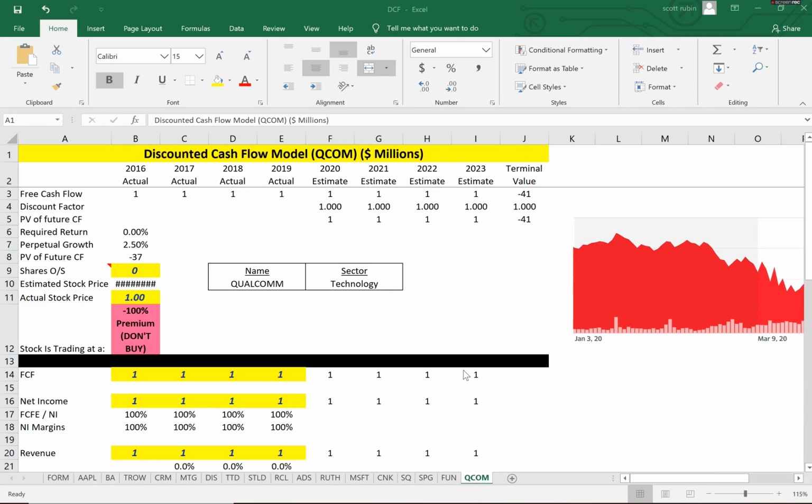So let's do a discounted cash flow model on Qualcomm. This is a great way to identify whether you want to buy a stock or not, whether the stock is over or undervalued, looking at the discounted cash flow model. This is discounting future cash flows. And we'll just go through the model.